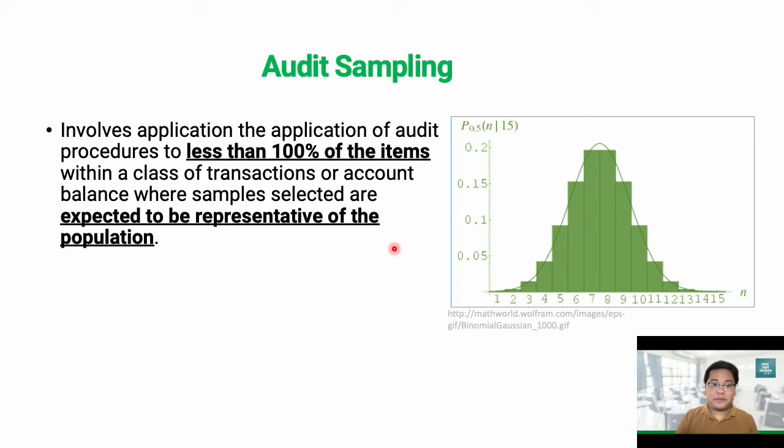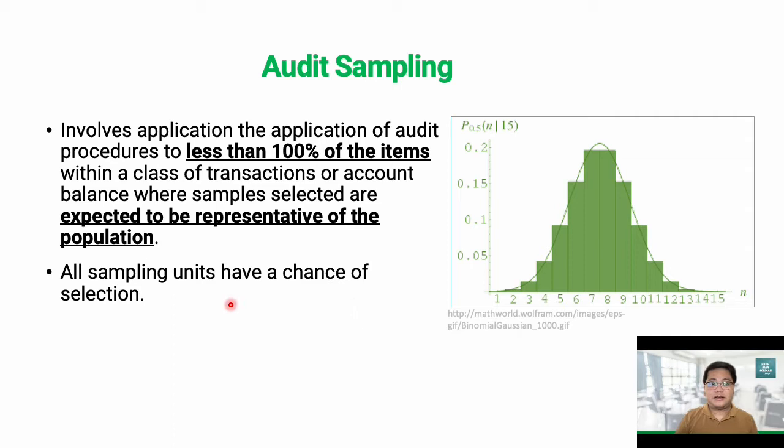So in this approach, all sampling units have a chance of selection. This is the distinctive characteristic of audit sampling compared to the other selection method earlier, wherein we select specific items. Because in that mode, when we select specific items, let's say transactions above 10,000, then not all documents have a chance of being selected. Of course, those documents or transactions below 10,000 would no longer have a chance to be selected anymore.